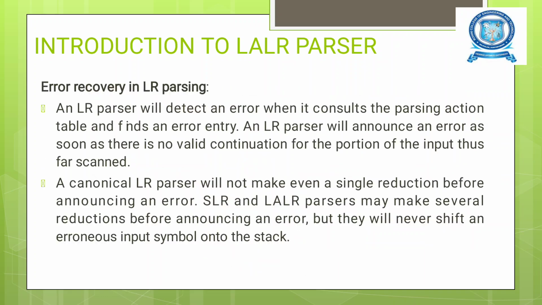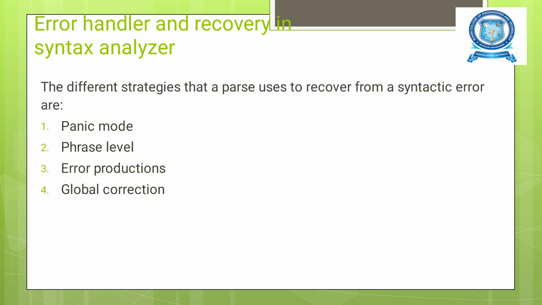So this is the LALR parser. It has error recovery actions: it detects the error when it consults the parsing action table and finds an error entry, and then recovers. There are four types of error recovery actions: panic mode, phrase-level recovery, error productions, and global corrections.